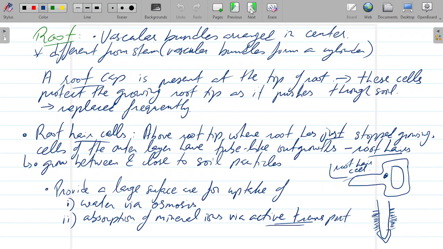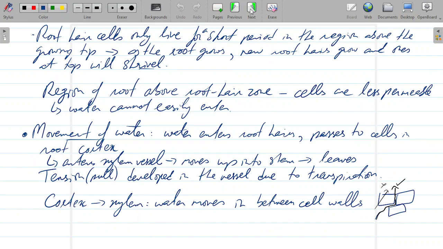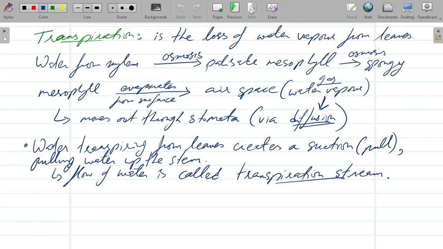We shifted towards the roots and then the root hairs and the uptake of water from the root hairs, and the movement of water through the root hair towards the xylem and then up to the stem and the leaves. And then we mentioned transpiration, which is the loss of water vapor from leaves.